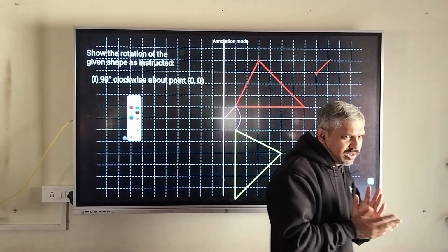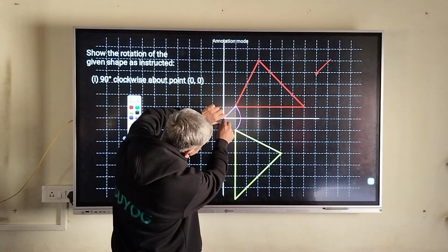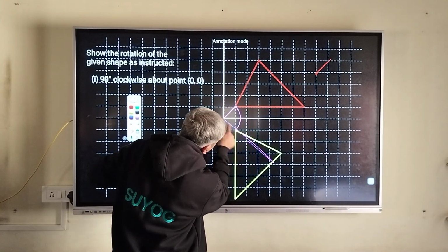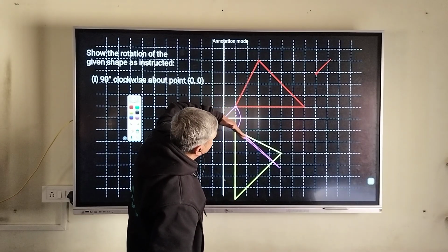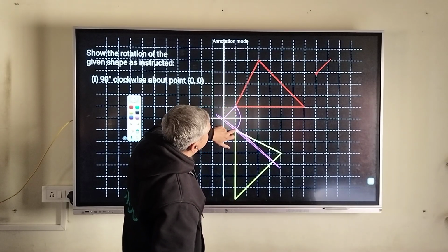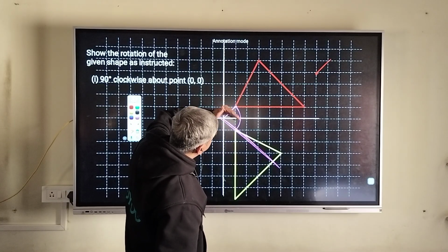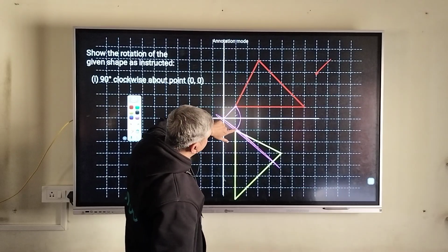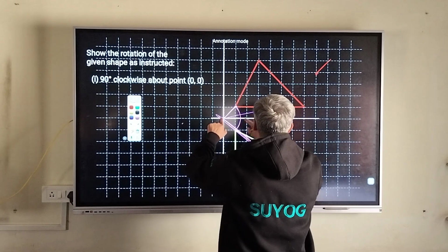So first we have to measure the 90 degree angle. Take this as reference and then mark a 90 degree angle, so 90 degrees on this side. And then rotate it and see where this point reaches. This point's image, or this point's position after rotation, will be here. Mark this point here.